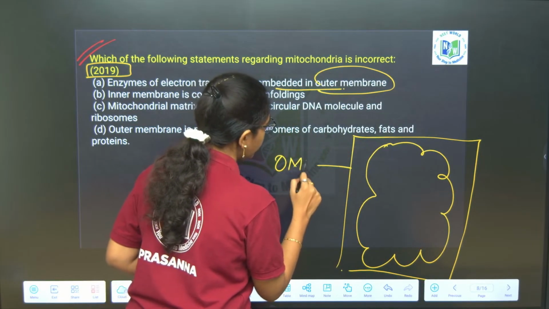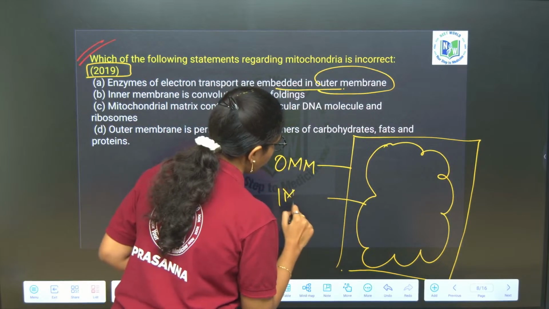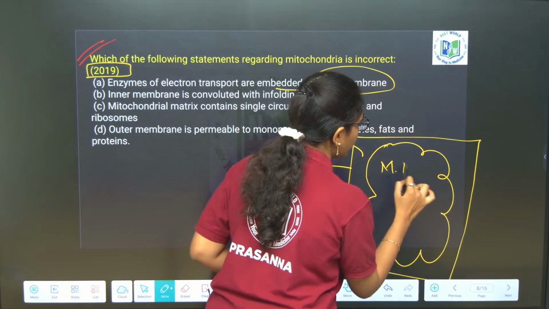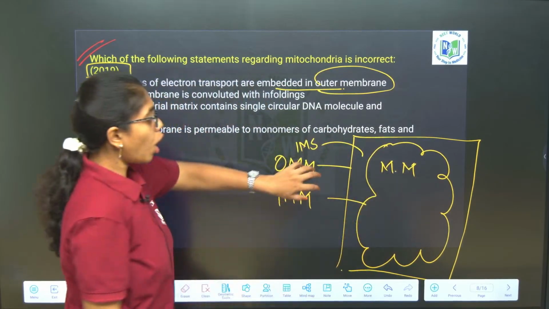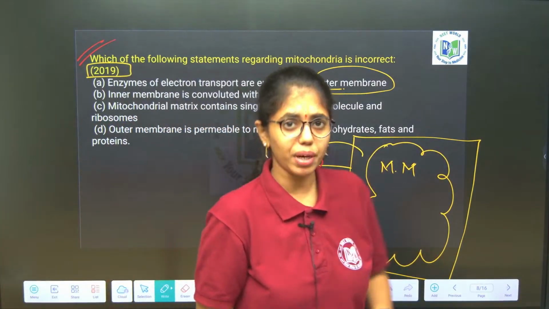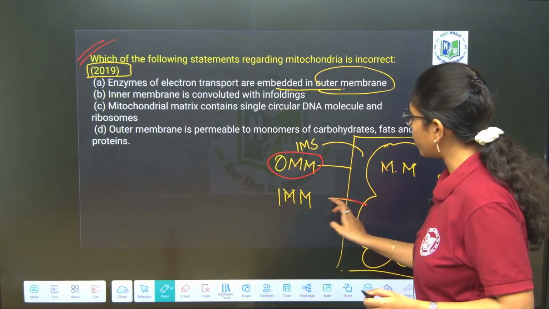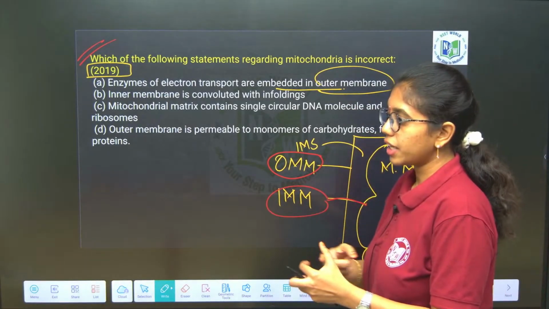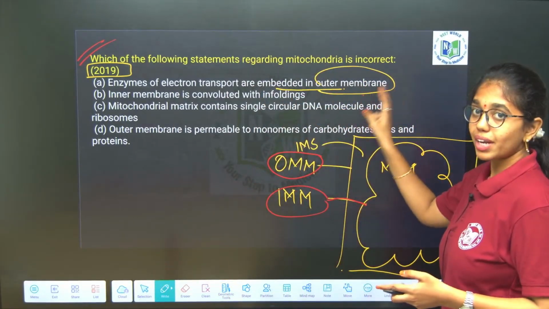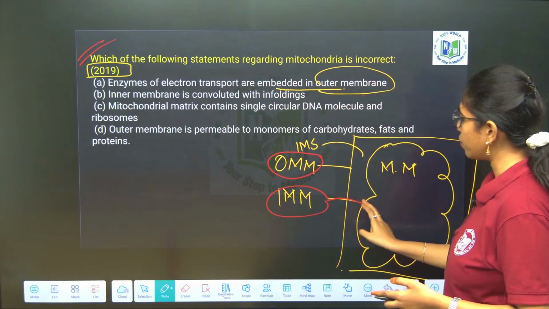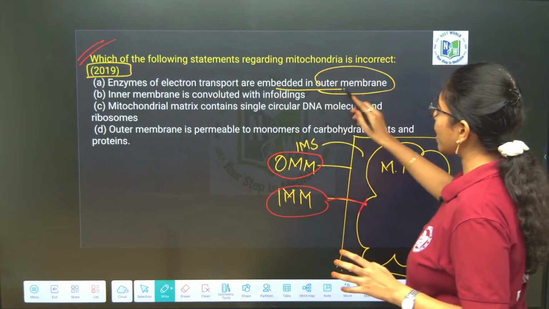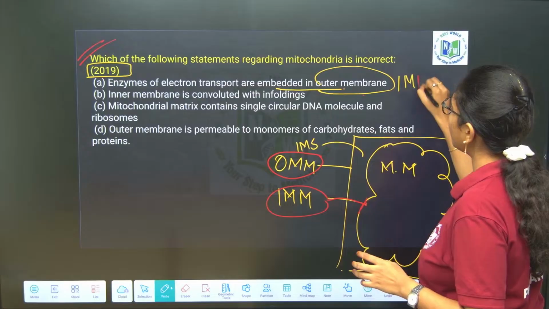membrane and intermembrane space. This is the inner mitochondrial membrane, here is the intermembrane space, and this is the mitochondrial matrix. We learnt that the outer mitochondrial membrane is completely permeable, whereas the inner mitochondrial membrane consists of all the electron carriers and protein channels required for the transport of ETS. They are present in the inner mitochondrial membrane. So the enzymes of electron transport are embedded in the inner mitochondrial membrane, not on the outer membrane.